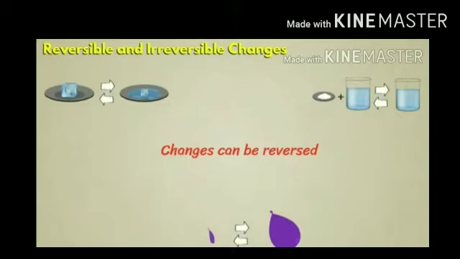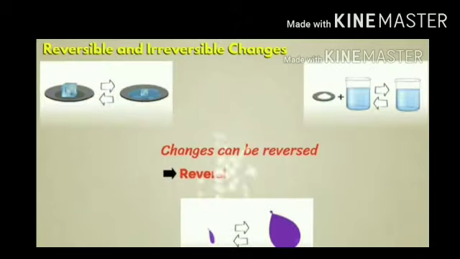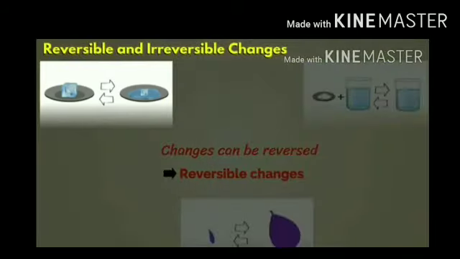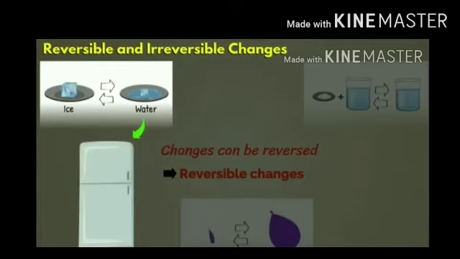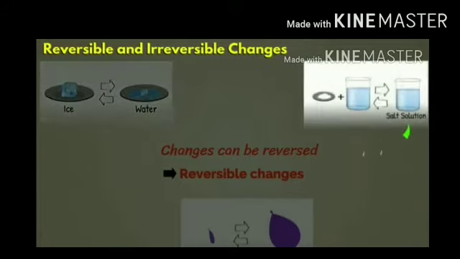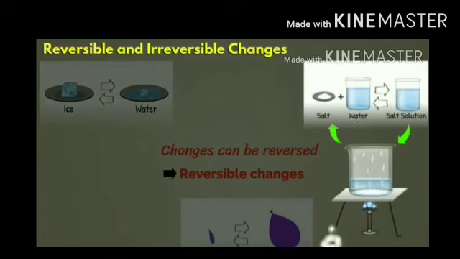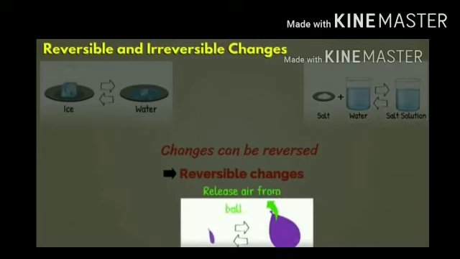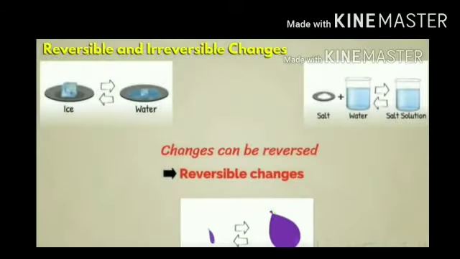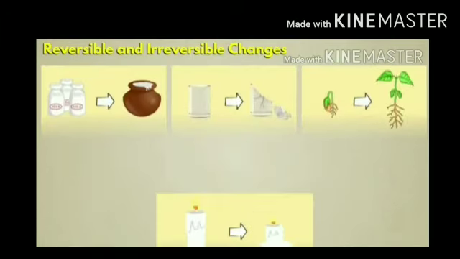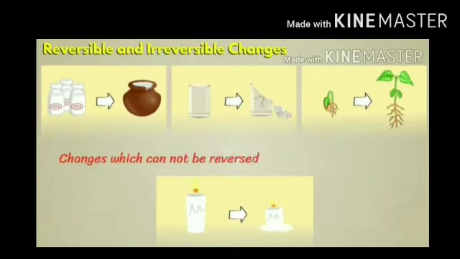The change that can be reversed is called reversible change. On your screen right now, the picture is focusing on ice and water. The water can return back to the ice by the freezing process, whereas in the salt solution, salt can be separated by the process of evaporation, and the air which is filled in the balloon, when the air releases from the balloon, it goes back into the original shape and size. That is what type of change is reversible change.